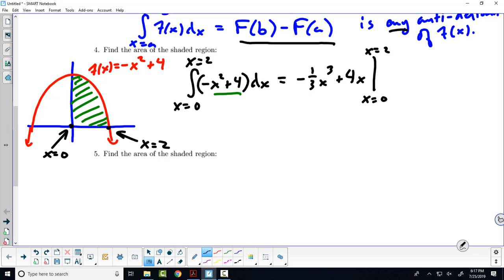Okay? So how do we actually use this? This is just a reminder step that's going to say now, take the upper limit of integration, plug it into the function, plug it into an antiderivative, minus the lower limit of integration.